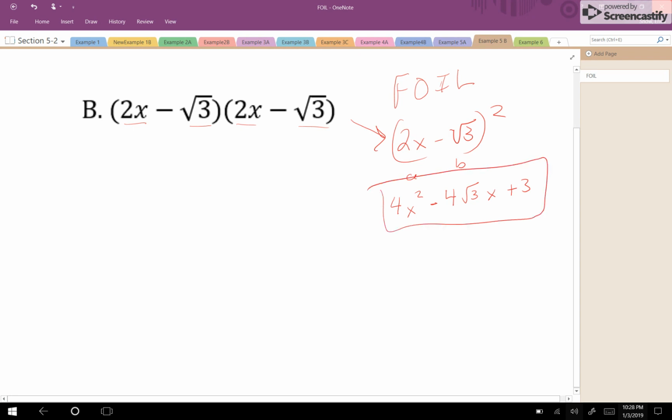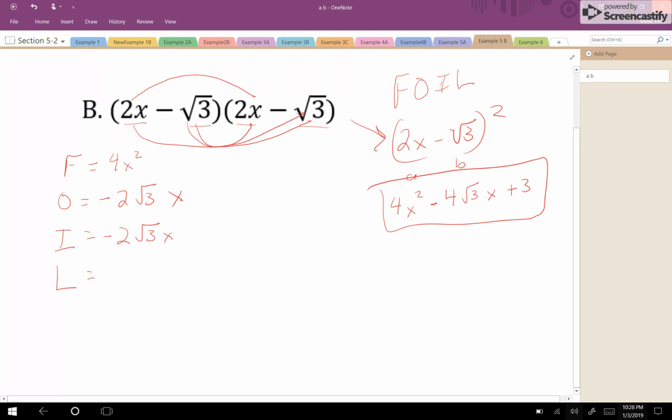But for those of you who need to see me FOIL it, I'm also going to FOIL it. So our first terms are 2x times 2x, which is 4x squared. Our outer terms is negative 2 square root 3 of x. Our inner terms are also negative 2 root 3x. And our last term is the square root of 3 times the square root of 3, which is just 9.